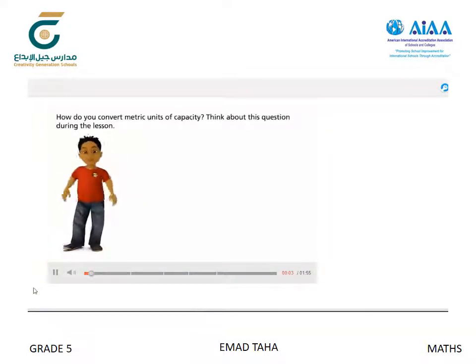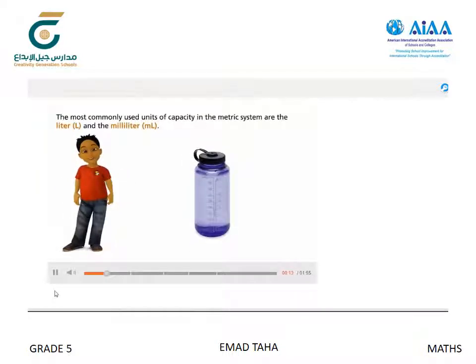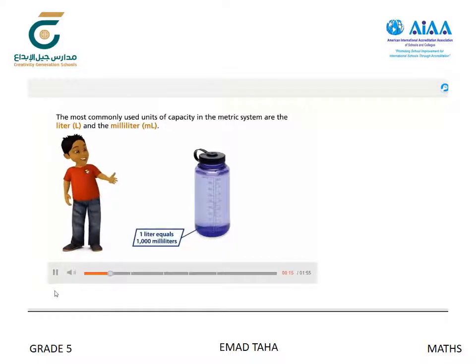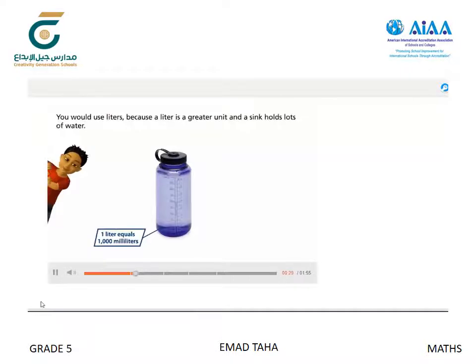How do you convert metric units of capacity? Think about this question during the lesson. The most commonly used units of capacity in the metric system are the liter and the milliliter. Can you find a liter or milliliter in the real world? Would you measure the amount of water in a sink using liters or milliliters? Explain. You would use liters because a liter is a greater unit and a sink holds lots of water.